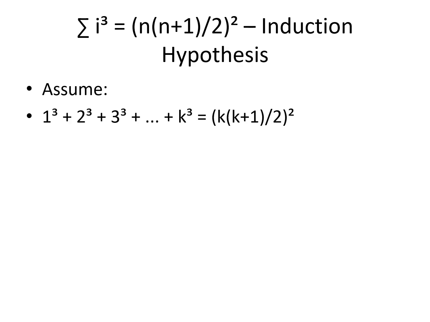So I replace all the n's with k's so I can make this assumption. So I have 1 cubed plus 2 cubed plus 3 cubed plus all the other stuff in the middle, all the way up to plus k cubed. My notation is important here. And that should be equal to k times k plus 1 divided by 2, all of that quantity squared.